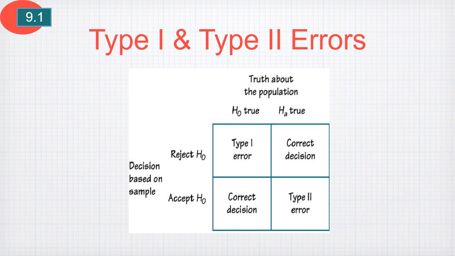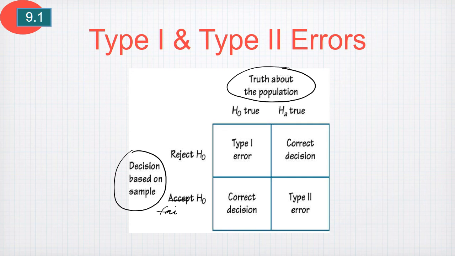I really like this chart the most because I think it really kind of sums everything up. So here we have the actual truth about the population, and this is the decision we made based on our sample. So if the null is true, and we decided to accept it, which is really fail, right? Fail to reject. Let's just fix that. Okay, then we've made the right choice. Good job, A+. If the alternate hypothesis is true, and we decided to reject the null, again, woohoo, good choice, we made it.